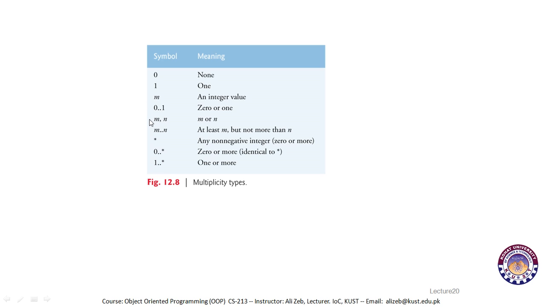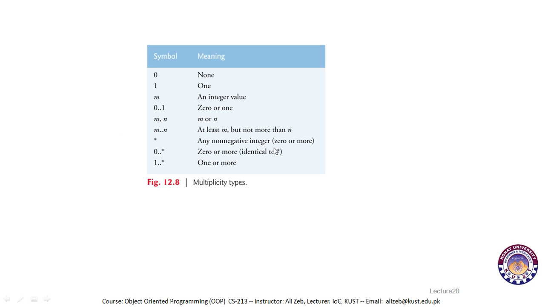0 or 1, M, N, so it can be one value or another value. So these are integer values. It can be either M or N if they are separated by a comma, or if we have at least M. In this case, for example, we have seen at least 0, so it will be at least 0 and not more than N. So this is the maximum number of objects of a particular class participating in a transaction or in an association, and this is the minimum number.